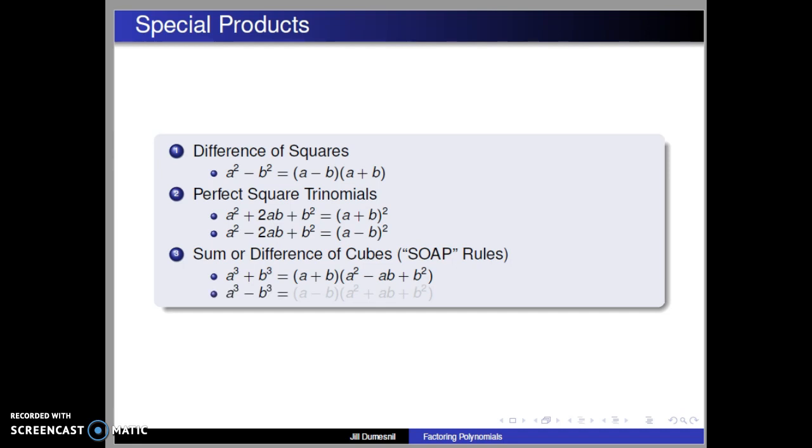To factor the difference of cubes, a cubed minus b cubed, we again consider the two bases that are cubed. We get the first base, same sign, second base, and our second trinomial factor has the first base squared, the opposite sign, the product of the two bases, always positive, the last base squared.